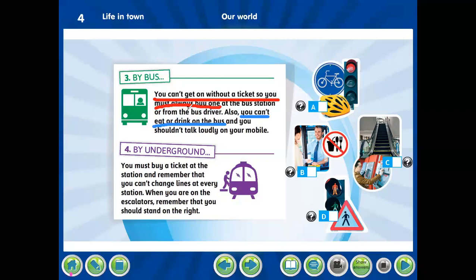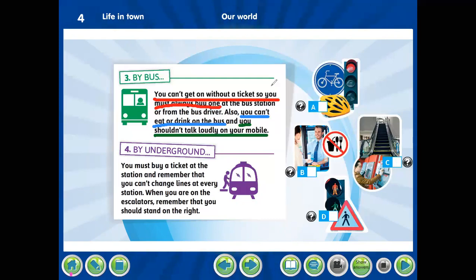Yeah, but it's here, no? It's incomplete idea. Other, different, please. Read one more time. No rules. Jose, please help me. Tell me one rule in the number three. One more. You shouldn't talk loudly on your mobile. Very good. This is the rule, no? You shouldn't talk loudly on your mobile. Okay, good. Very good. Now let's continue with the four. The same. Let's identify the rules.